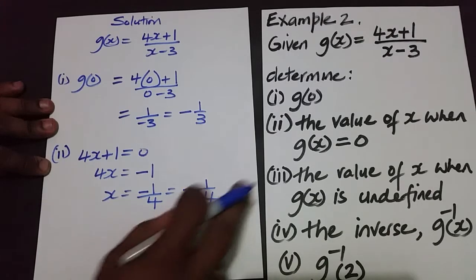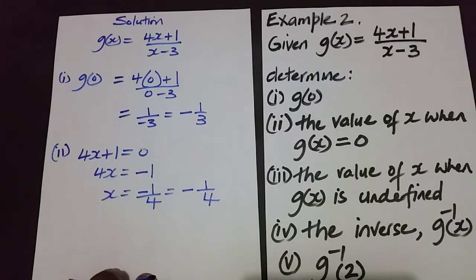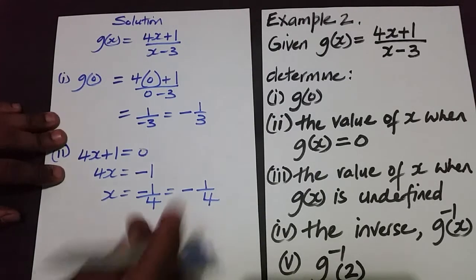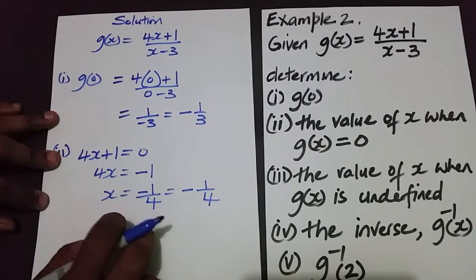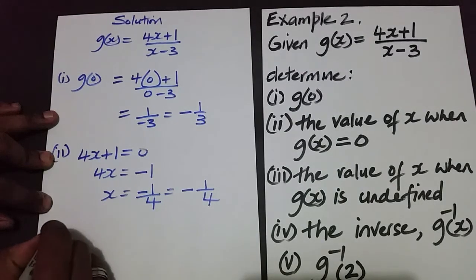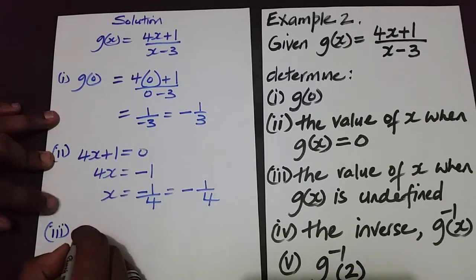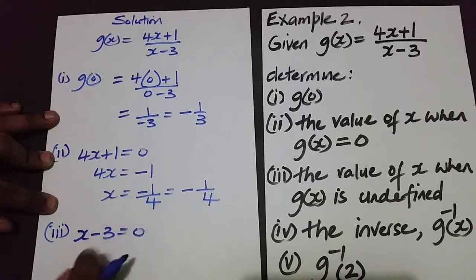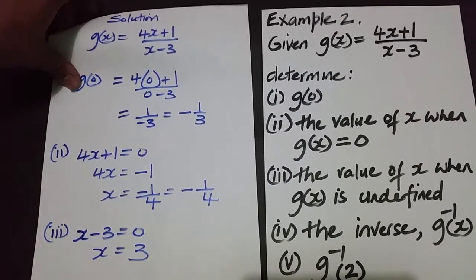All right. Part 3, it says determine the value of x when g of x is undefined. And remember, when a fraction is undefined, the denominator is equal to 0. And g of x is a function that is in fraction form. So for part 3, in order for the function to be undefined or give you a math error, x minus 3 must be equal to 0. So x would be equal to positive 3. And that will be the first 3 parts of the solution to example 2.